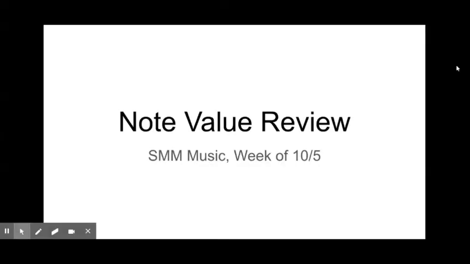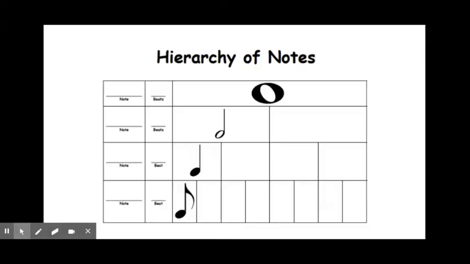Today we are going to be reviewing note values as well as looking at note names. Let's get started. Alright, so last week we learned a lot about note values. You actually turned in a worksheet that looked a lot like this, where you went through, wrote the note names, how many beats that note had, and you drew the excess notes off to the side. Let's just take a moment to review.